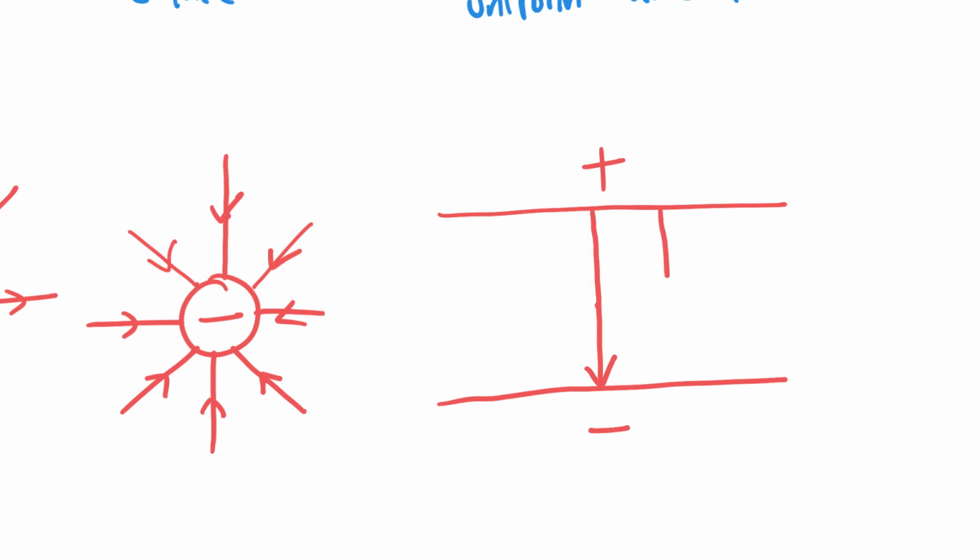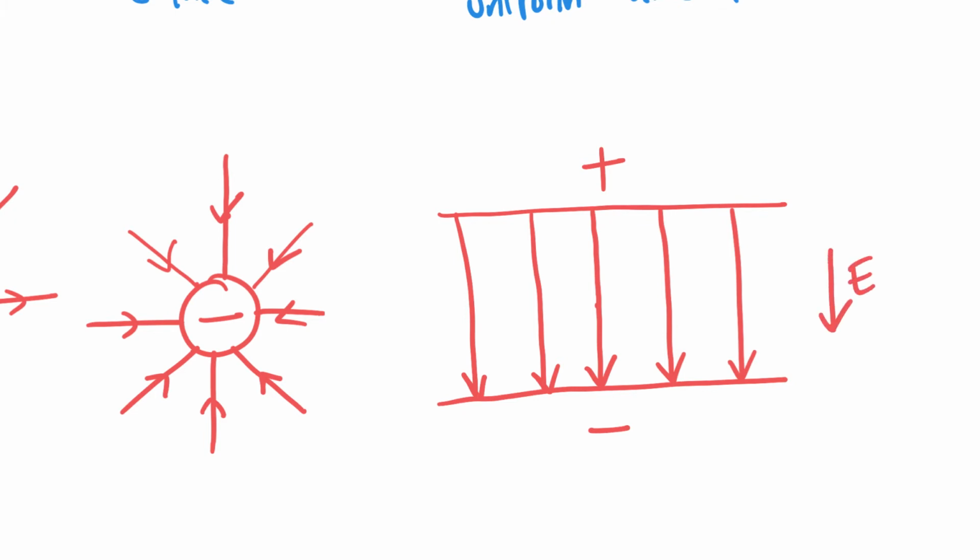And again, this is going to be a uniform field, so those lines are going to be equally spaced and parallel to each other. Because remember, if they're closer together at any point, that would indicate that it's stronger at that point. So for a uniform field, those lines need to be equally spaced. So our electric field is going from positive to negative.